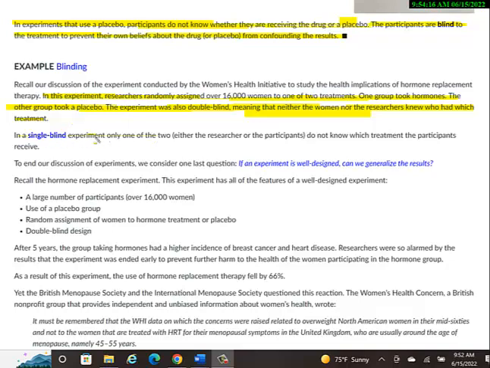In a single blind experiment, one of the two, either researchers or participants, does not know which treatment the participants receive. That's only single blind, either the participants or the researchers. One of them knows what they're getting.